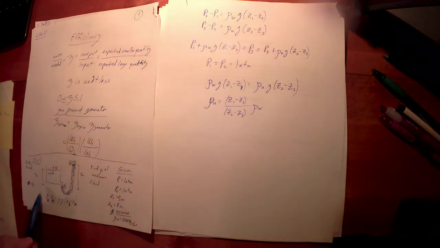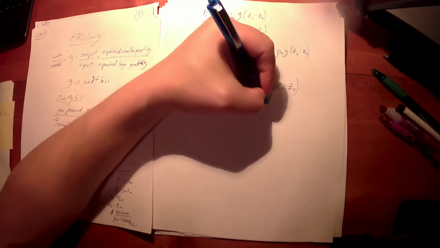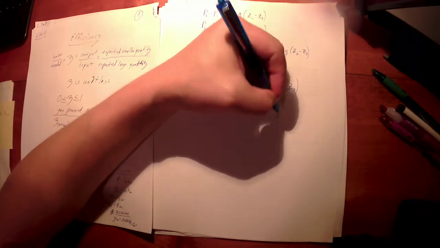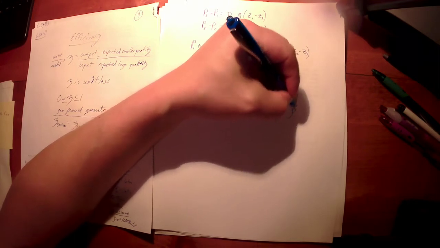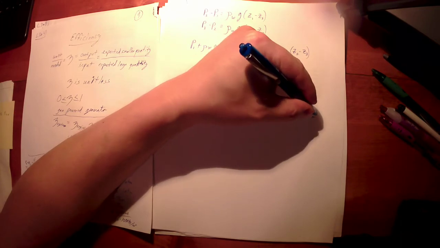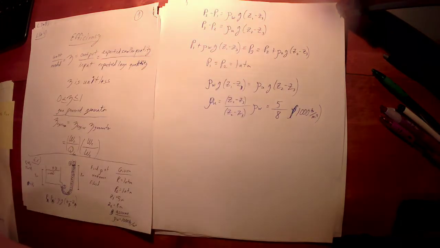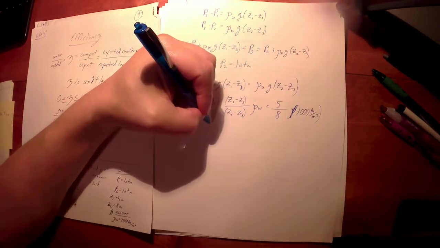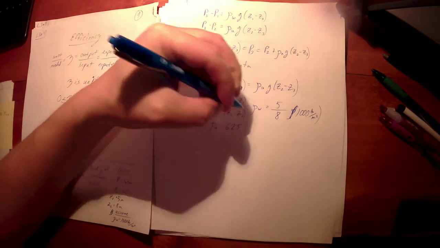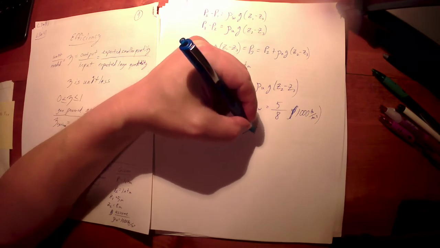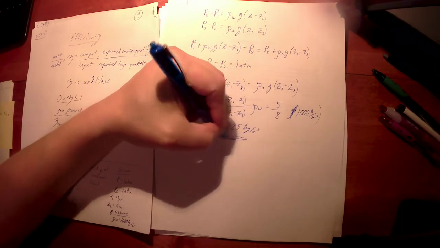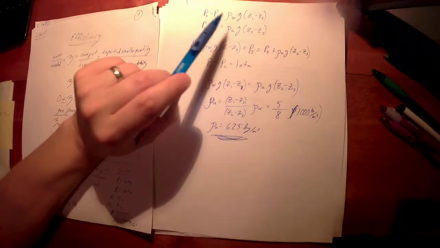Z1 we said was 5, Z3 is 0, so this is 5 minus 0 divided by 8 minus 0, so that's 5/8 the density of water, which we can say is 1,000 kilograms per meters cubed. So 5/8 of 1,000 kilograms per meters cubed. Double check this with your calculators. Most of the time the math is not this easy where I can do it in my head, but I think that's 625 kilograms per meters cubed. That's your answer.